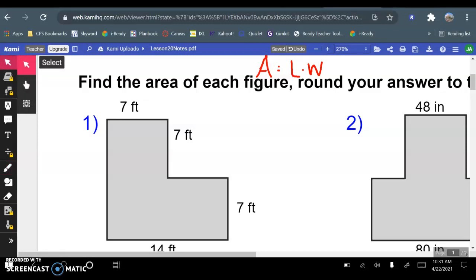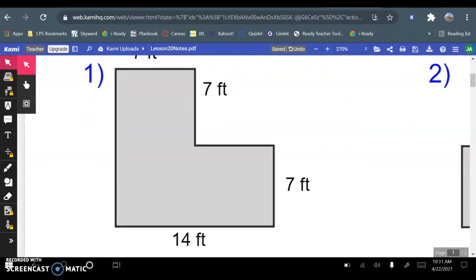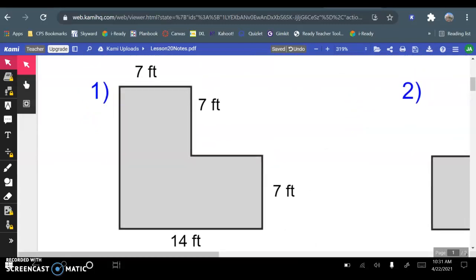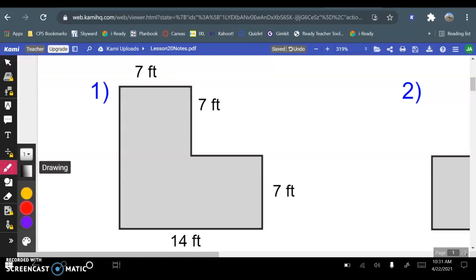So for example, starting off here with number 1, we have to find the area of this figure. So in order to do that, we have to divide it up into pieces, and we can do that 2 different ways. The first one is we could cut it right here, or we could cut it right here. And there's not one right answer. So multiple ways to cut the figure up, but once we have it cut up, we have to find the area of the smaller pieces.